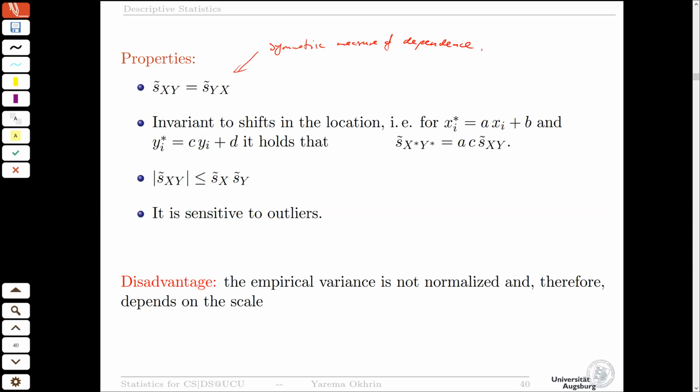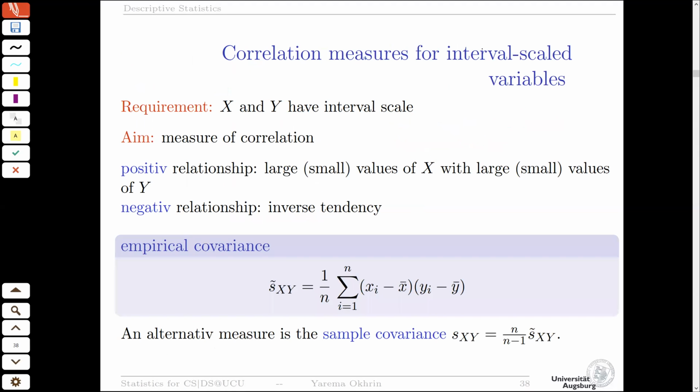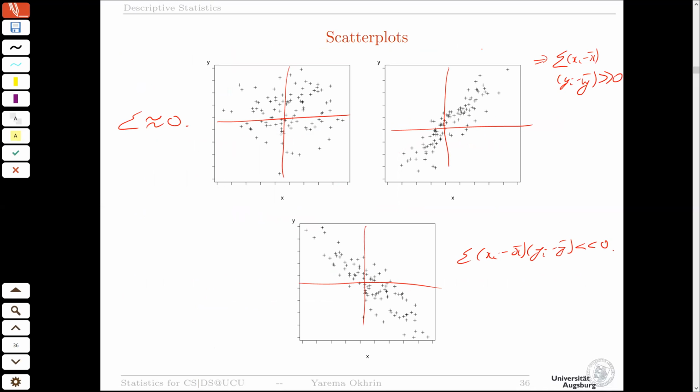Now it is invariant to shifts in location. What does it mean? It means if you take our scatter plot, let's take this one, and shift it somewhere. If I subtract 50 from every single observation, nothing is going to change. The shape of the pitch is going to remain as it is. That's important if you, for example, normalize some quantity. So you just subtract the poorest household from the sample and measure the dependence of the income with respect to the poorest household. So shifting this thing doesn't change things.